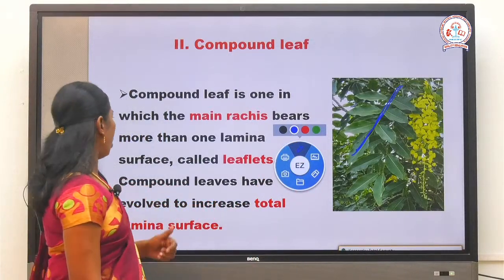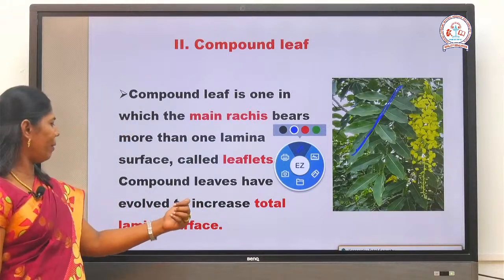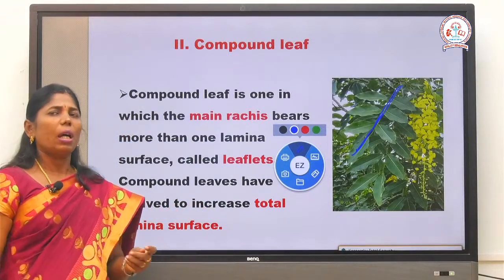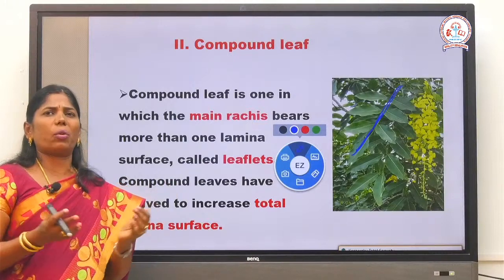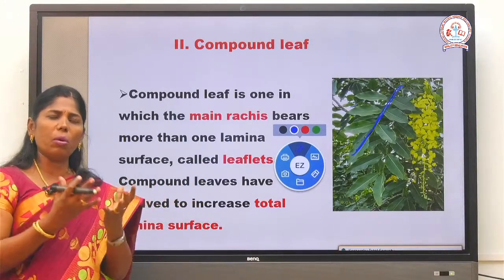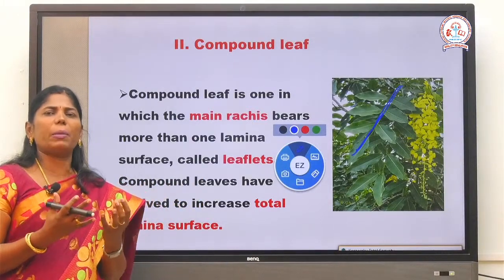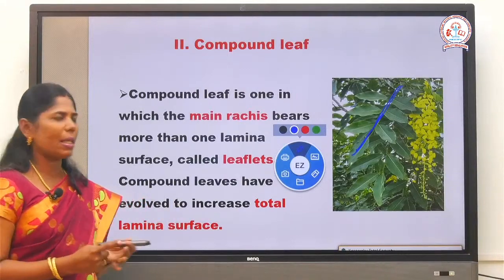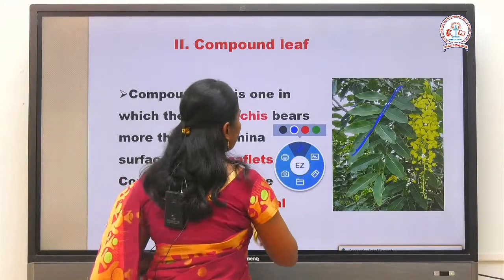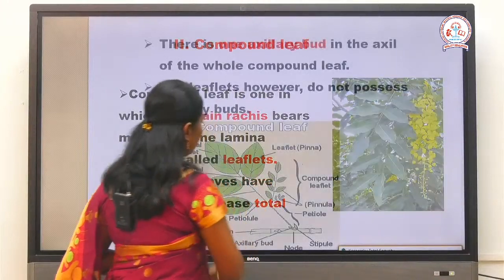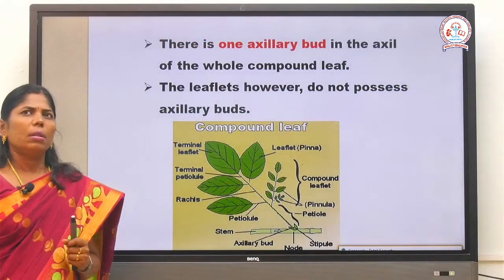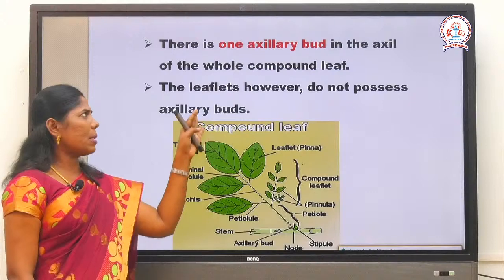Okay, so compound leaves have evolved to increase the total lamina surface. So the number of laminae keeps increasing. If it has more leaflets, the number of laminae will also increase. Okay, that is called a compound leaf.